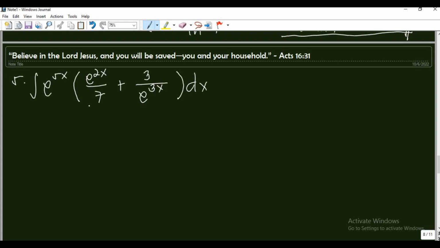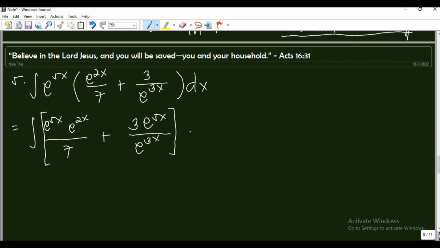To make this simple, pwede kong i-distribute, pwede ko siyang gawing integral of e raised to 5x times e raised to 2x over 7, is simply e raised to 5x times e raised to 2x over 7. Then plus 3 times e raised to 5x over e raised to 3x. Do not forget, ito lahat ng nasa loob ng bracket is to be multiplied by dx.